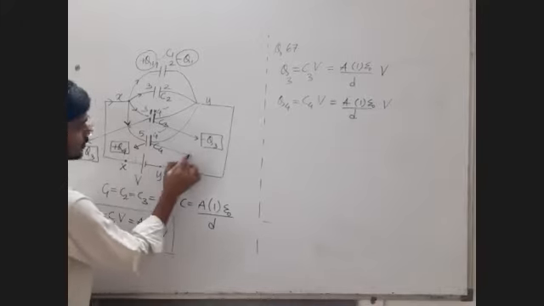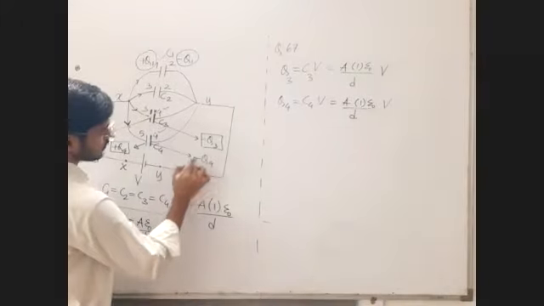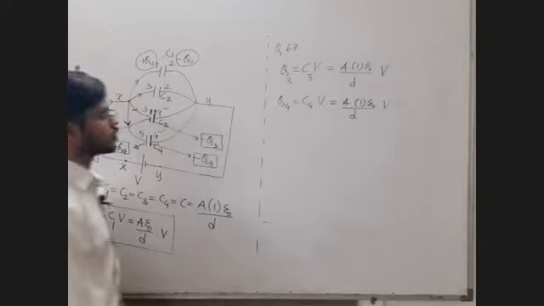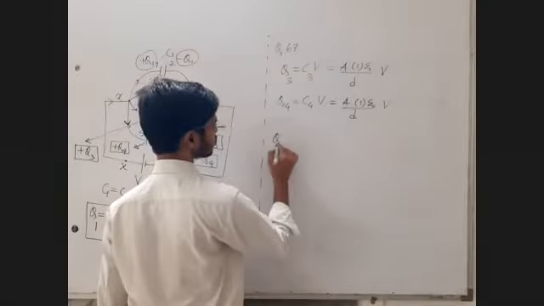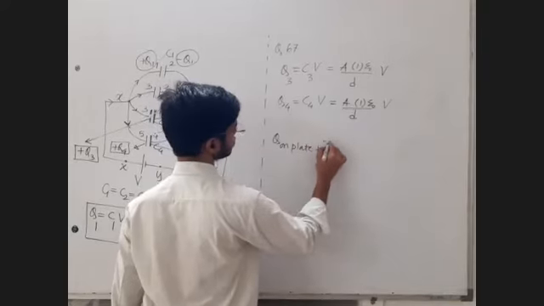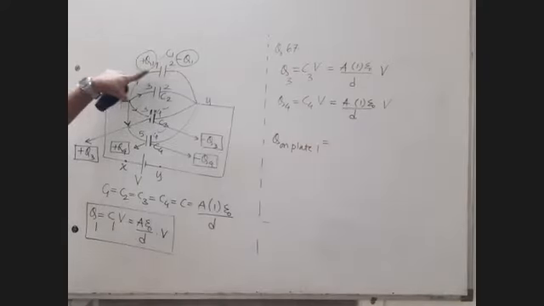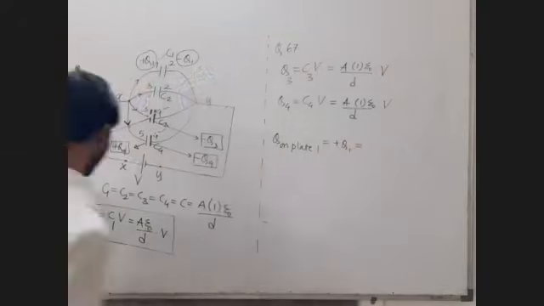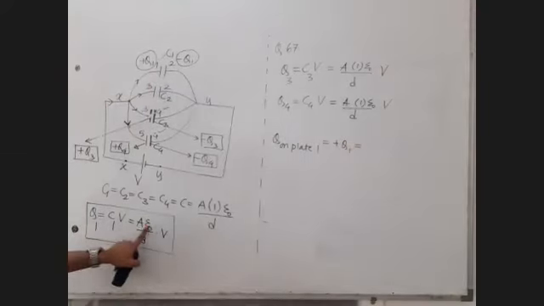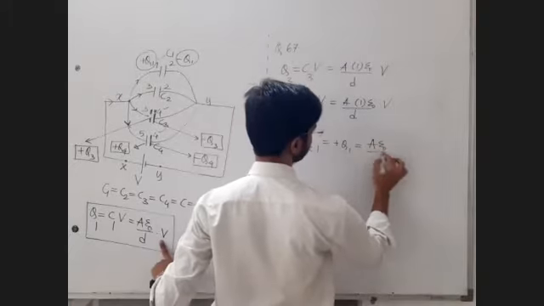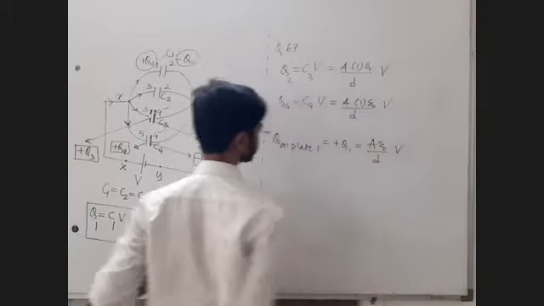And this plate will store minus Q4. Okay, fine. Now, total charge on plate 1. How many plate 1 are here? Only one plate is there. It's plus Q1. What is Q1? Sir, Q1 is equal to A epsilon 0 upon D into V.